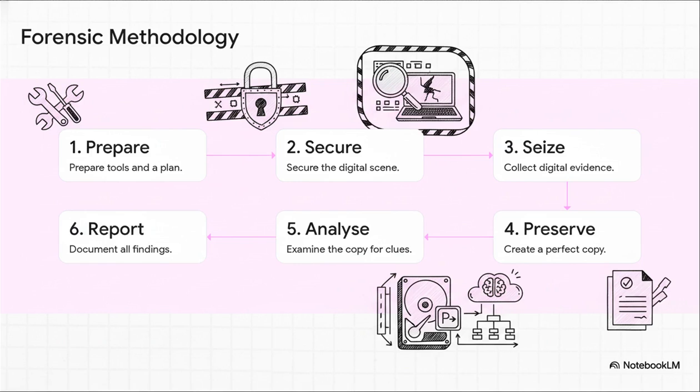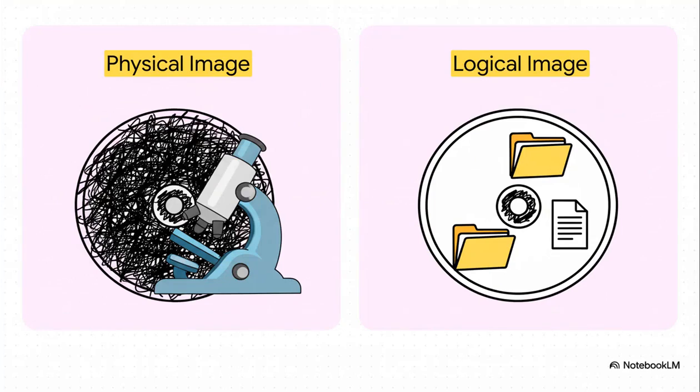Now, after preparing for and seizing the device, the next step is maybe the most critical of all: preservation. You have to create a perfect copy. Okay, so here's the #1 rule. You never, ever work on the original evidence. Ever. Instead, you create what's called a forensic image, a perfect copy.